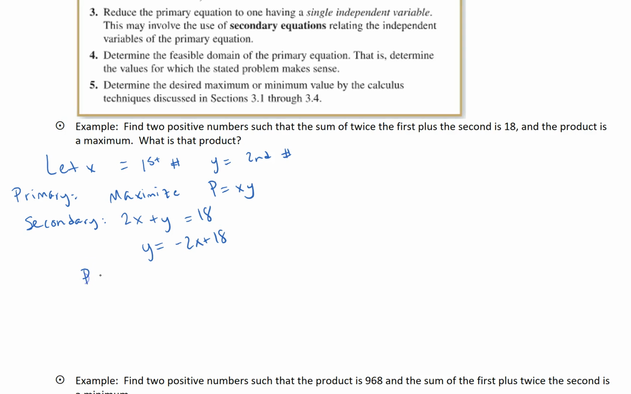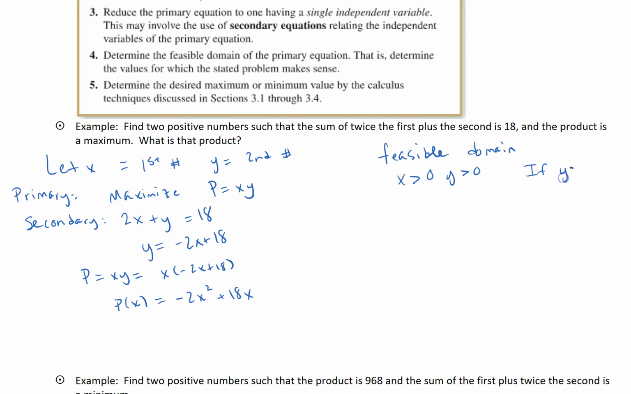So if I were to plug that in, P is xy, which is x times negative 2x plus 18. So I get that P of x is a function negative 2x squared plus 18x. My feasible domain, I know that x has to be greater than 0 and y has to be greater than 0 because they're two positive numbers. So if I were looking for a bound, if y was equal to 0, then 2x plus 0 would be 18, so x would be equal to 9. So that's my upper boundary for x. So I know that x has to be between 0 and 9.